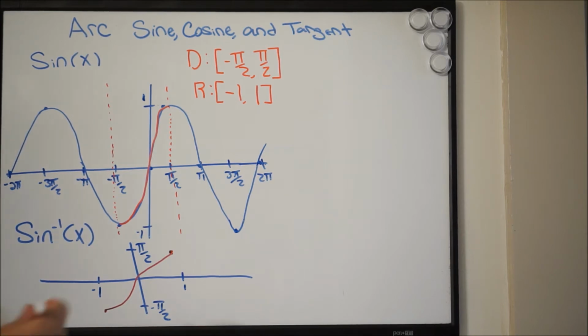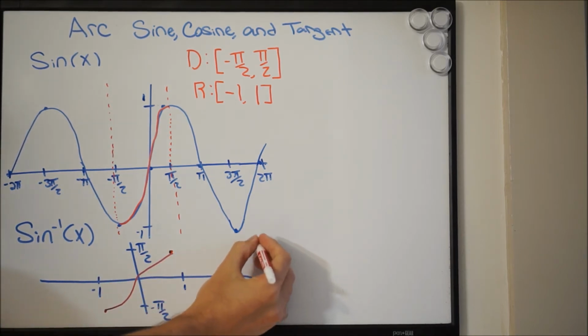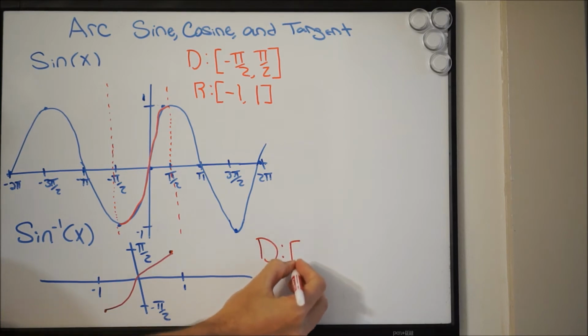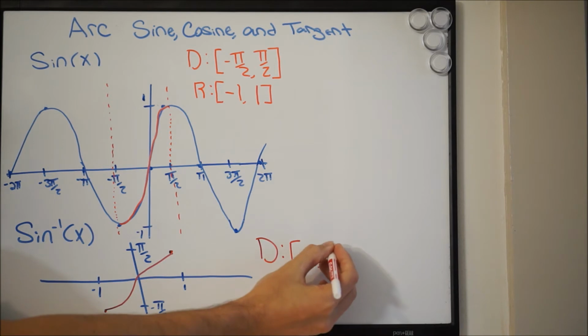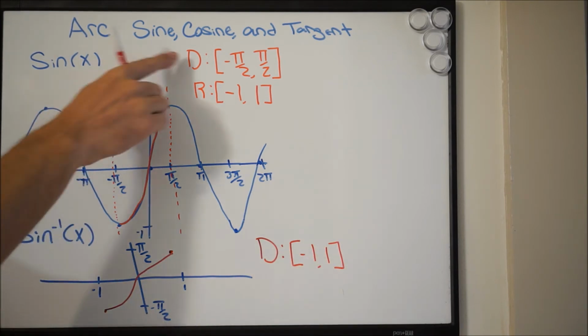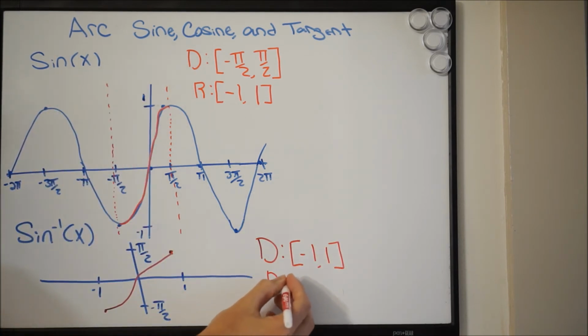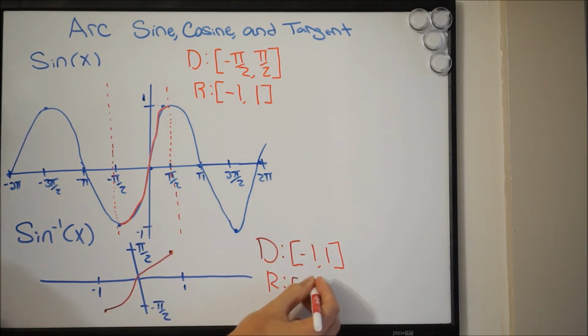So now our range becomes our domain, and our domain becomes our range. Rewriting this, our domain now just gets flipped, so it's going to be from negative 1 to 1. Our range now is going to be from negative pi over 2 to pi over 2.